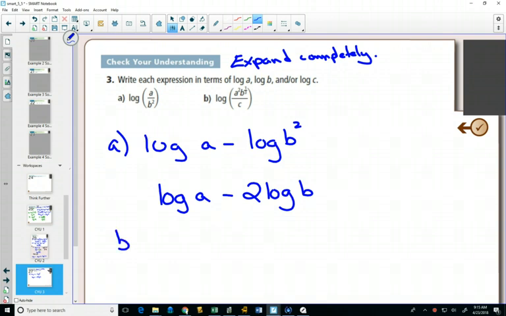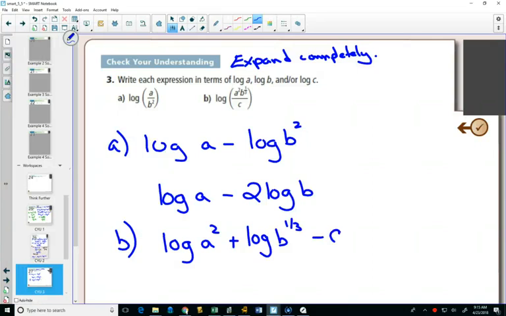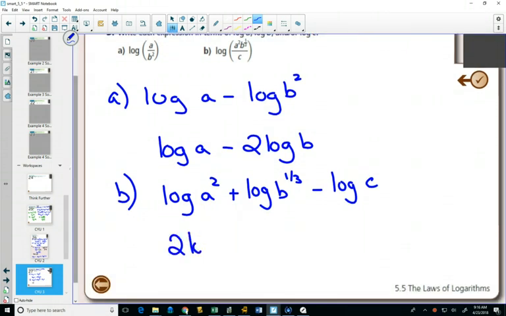We're using our product and quotient rules first, and then at the very end, wherever there's exponents, we bring that out in front. So in B, I have 2 things in my numerator, 1 thing in my denominator. The very first thing I'm going to do is my product and quotient laws and say whatever's in my numerator is going to be added. So it'll be log A squared plus log B to the 1/3, and whatever's in my denominator will be subtracted. And after doing that first step of separating what's adding, what's subtracting, now we can go to our power rule and say if I have some exponents, those exponents can come out in front.